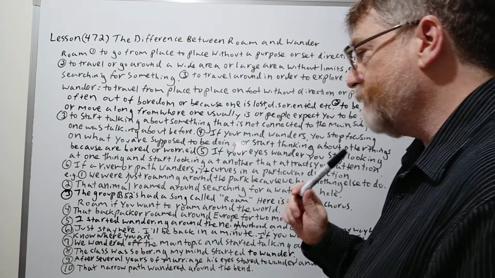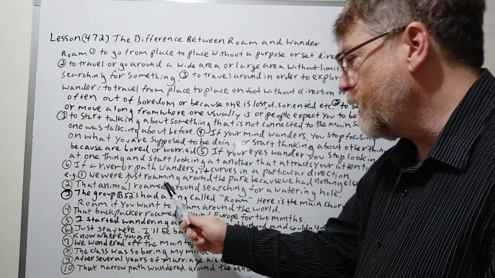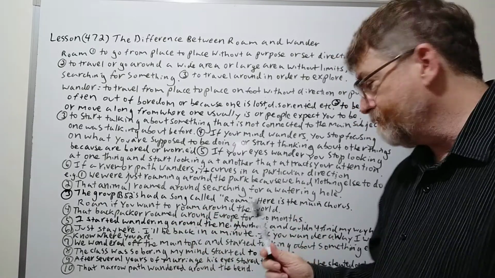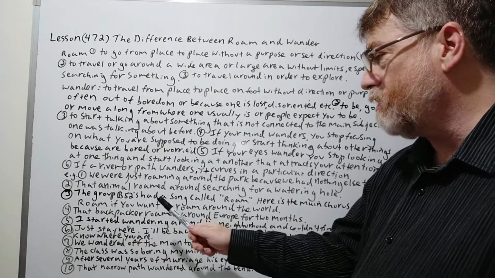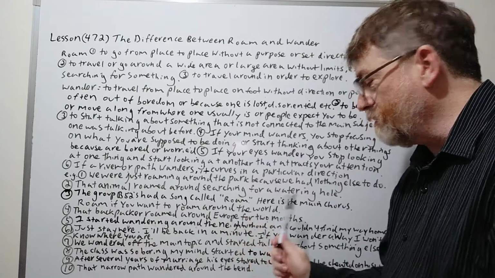The group B-52 had a song called Roam. Here is the main chorus. They said, roam if you want to, roam around the world.